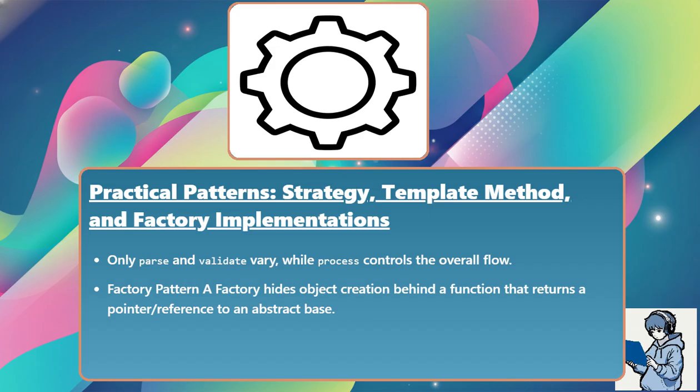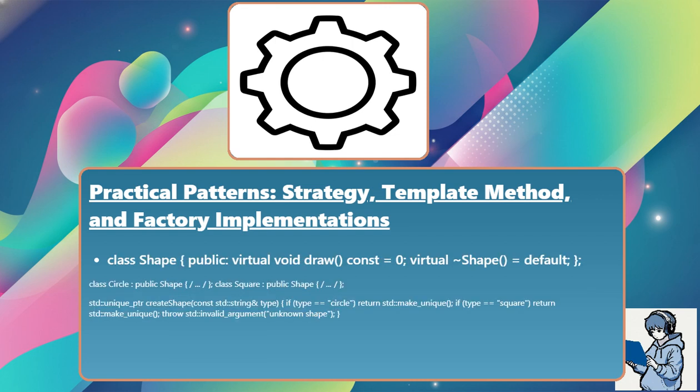Factory pattern. A factory hides object creation behind a function that returns a pointer or reference to an abstract base. Class Shape declares a pure virtual draw method and a virtual default destructor. Class Circle and class Square both inherit from Shape. The function createShape takes a string type and returns a unique pointer to Shape. If the type is circle, it creates a Circle. If square, it creates a Square. Otherwise, it throws an invalid argument exception for unknown shape. Client code calls createShape with the string circle, receives a pointer to Shape named s, and then calls draw on s without knowing the concrete class.